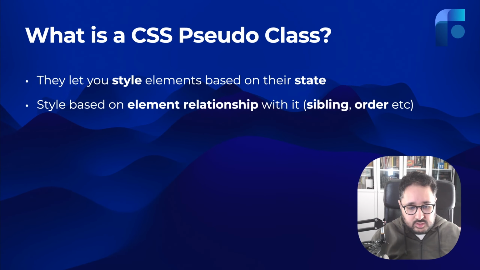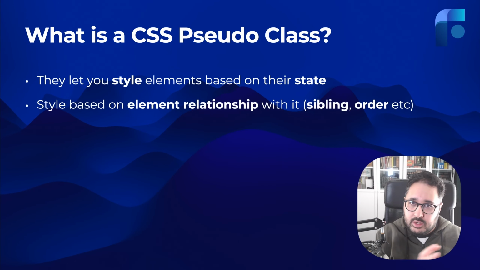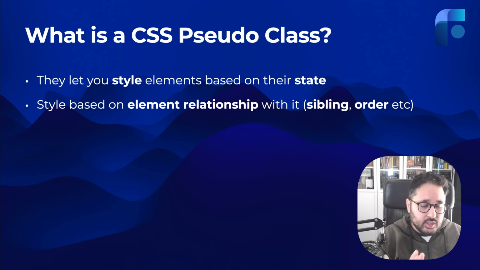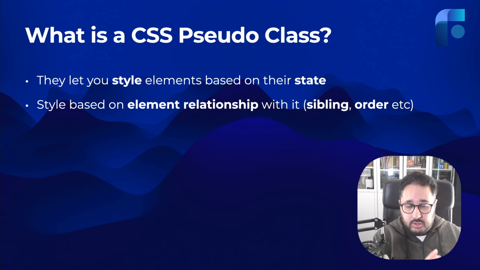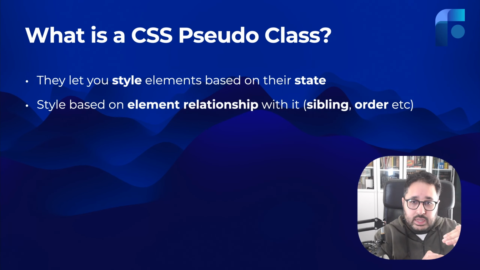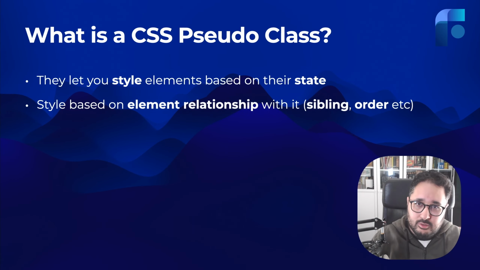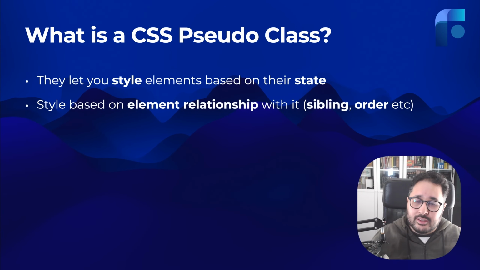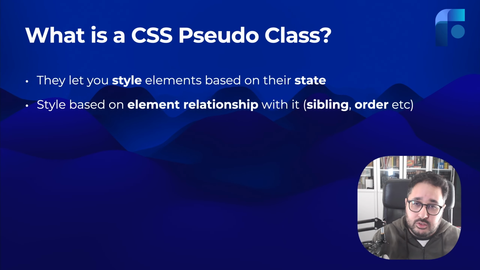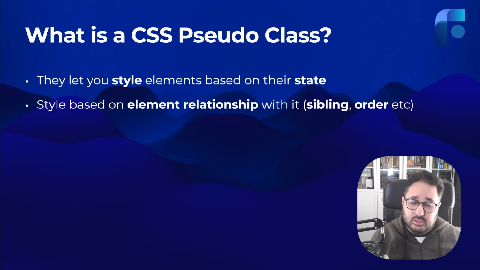Then there's the next type of pseudo selectors. This is based on a relationship in an element. So element relationship, is it a sibling of that element? Is it in the right order? Or is it basically saying, I want everything else except for this element? Those are the two main ways that you can use pseudo classes. This is a really helpful way to style your website based on interactions and based on relationship and order. So let's go have a look and see how pseudo classes actually work.